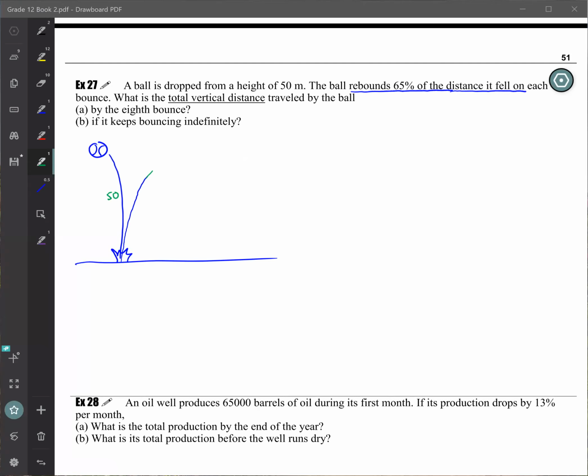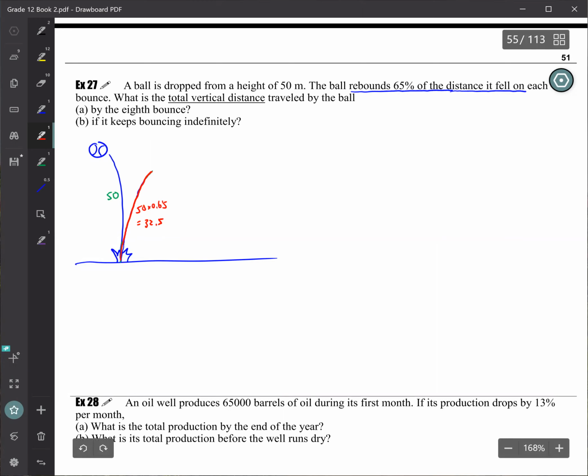So how do we figure out the height of going up then? Cindy, how high does it go up? Times 0.65. Yep. So the height that it goes up, you need to take 50 times 0.65. And what would that equal then? 32.5. Thank you, 32.5.